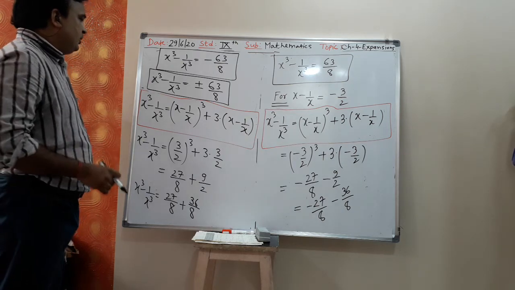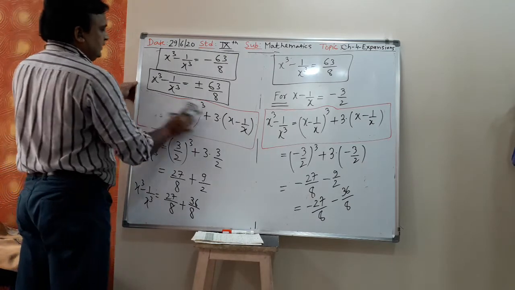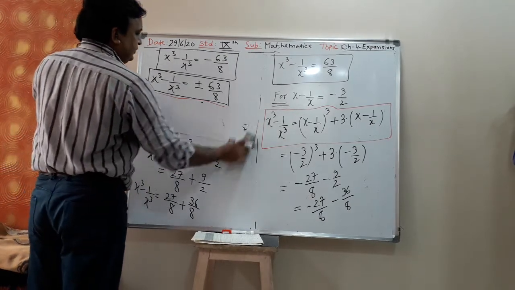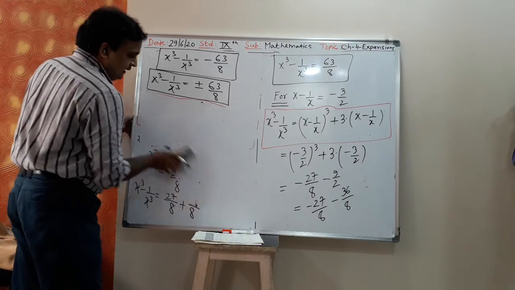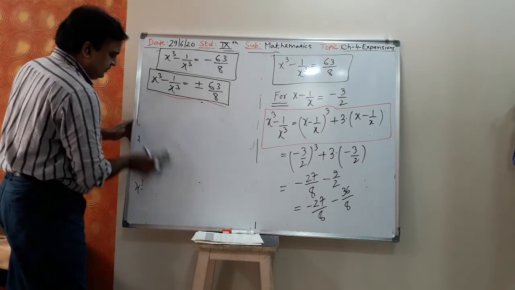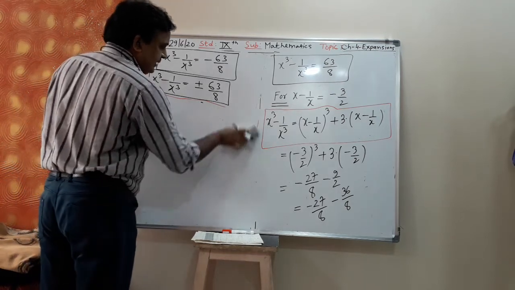So this type of problems are important. So finally x cube minus 1 upon x cube is plus minus 63 by 8.